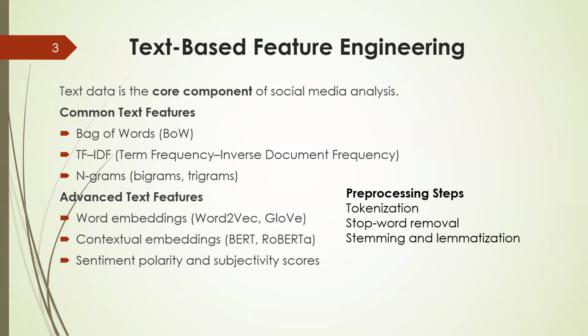Advanced text features are word embeddings, where we can use Word2Vec, GloVe, or contextual embeddings like BERT, as well as sentiment polarity and subjectivity scores. Polarity tells whether a statement is positive, negative, or neutral. The common ones are groups of words, word frequencies, and n-grams; these are mathematical computations on the words present in social media data. Pre-processing steps include tokenization, stop word removal, stemming, and lemmatization. We discussed these three in our previous data cleaning lecture.